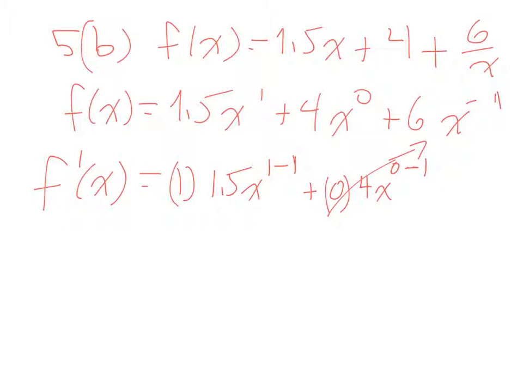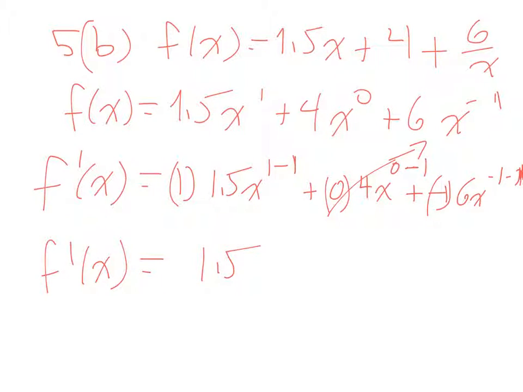Okay, use your calculator if you have troubles with negative numbers. Again, it's very important that you apply the power rule correctly. -1 times 6x to the -1 minus 1. Okay, f prime of x simplified. Again, 1 times anything is 1. X to the 0 is 1. That's just 1.5, the derivative of the first term.